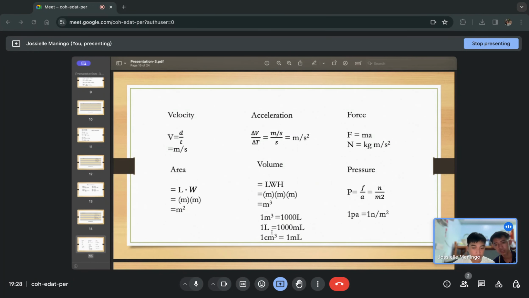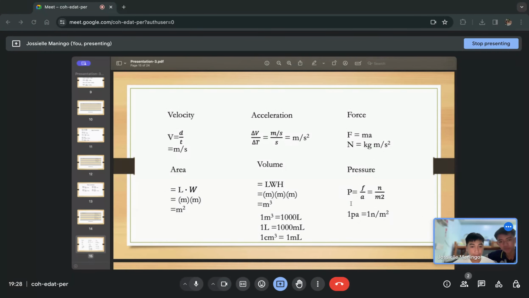Yes guys, and these three are not used in chemistry, but we need to put them for your awareness. 1 cubic meter is equivalent to 1,000 liters, and 1 liter is equivalent to 1,000 milliliters. 1 cubic centimeter is equal to 1 milliliter. That is the volume, guys.